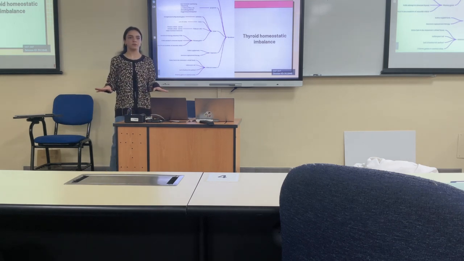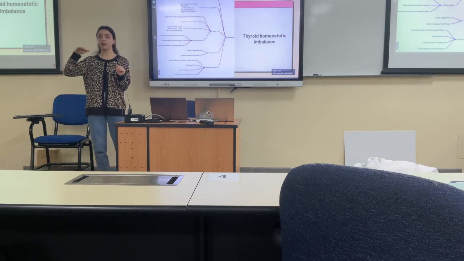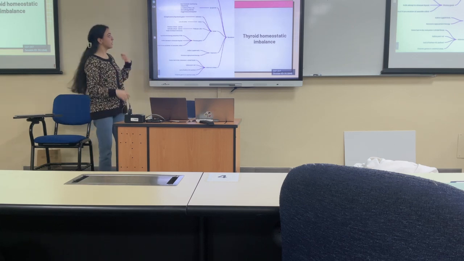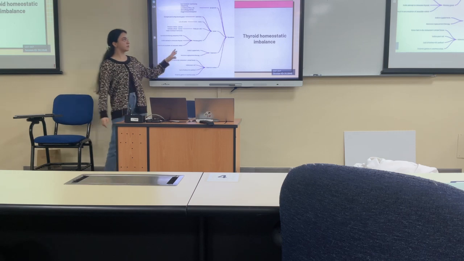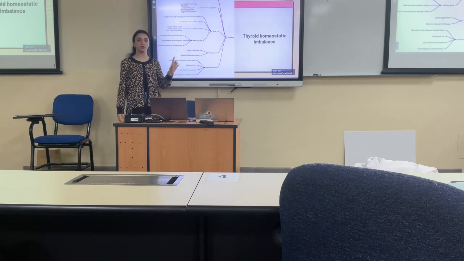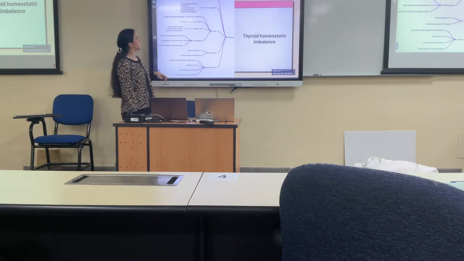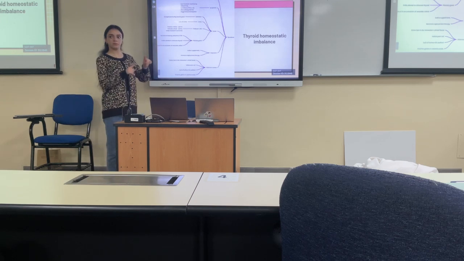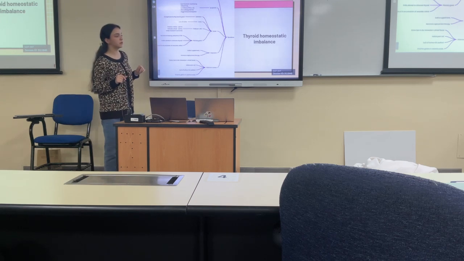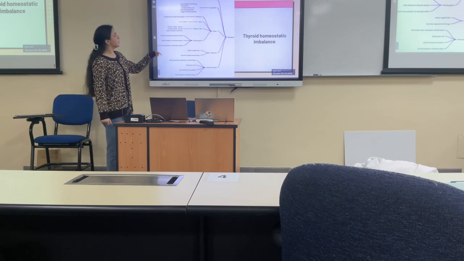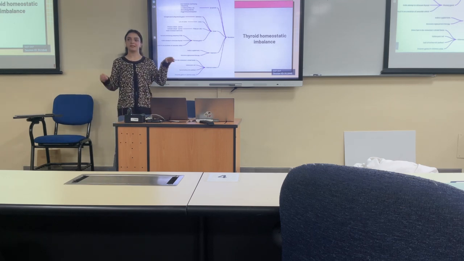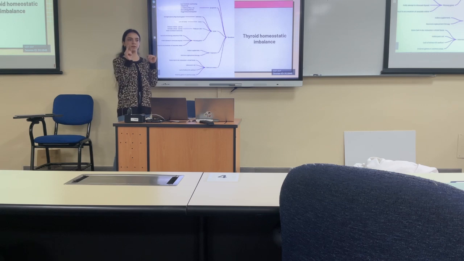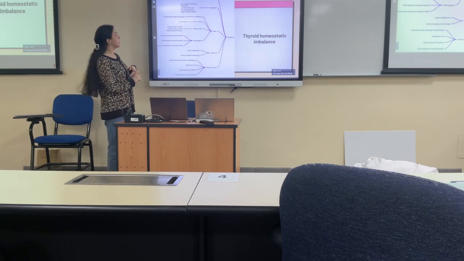Just take it as a rule. Every gland has two types of imbalances: hypersecretion and hyposecretion. Here, myxedema is the form of hyposecretion of thyroid hormone. Is it clear? Okay. Alright. So every homeostatic imbalance in this lesson has the cause, the signs and symptoms, the main complication, and the treatment. Okay? Here, what causes this?